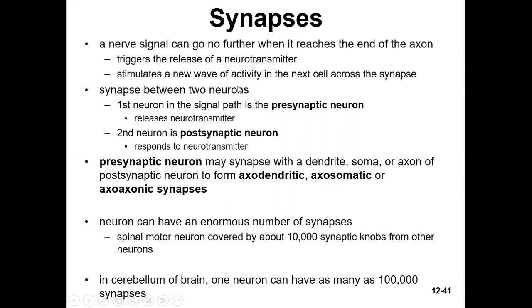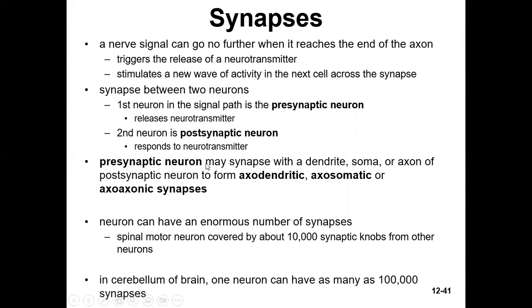So the synapse between 2 neurons. The first neuron in this signal path is called the presynaptic neuron. That should make sense. This is the one that will release the neurotransmitter. The second neuron in the lineup is the postsynaptic neuron. This is the one that receives and responds to the neurotransmitter.